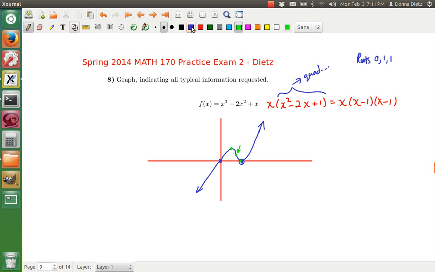Okay, this is supposed to be an easy question, and hopefully you think so. That is plenty of information. Okay, x-intercepts 0 and 1, y-intercept at 0.